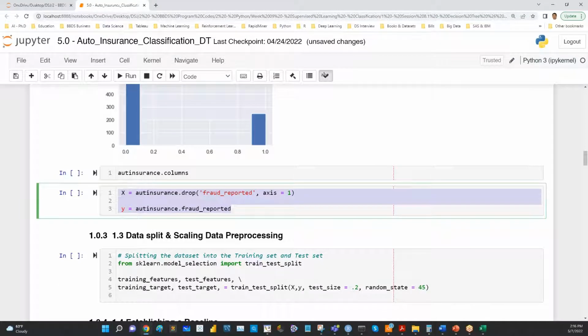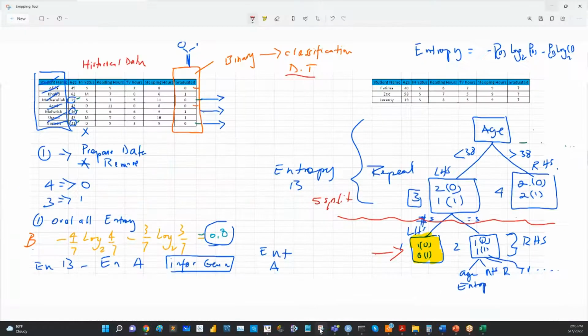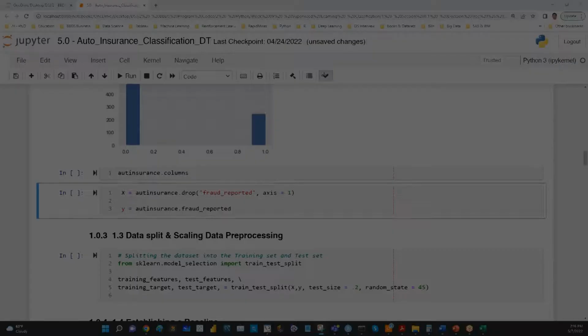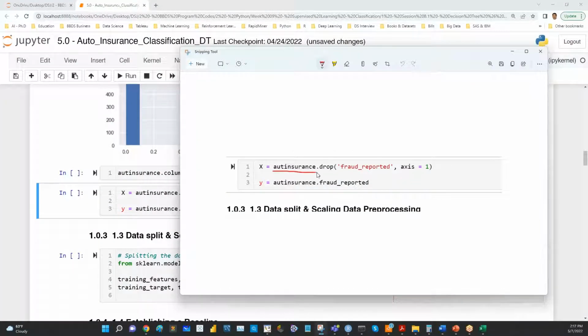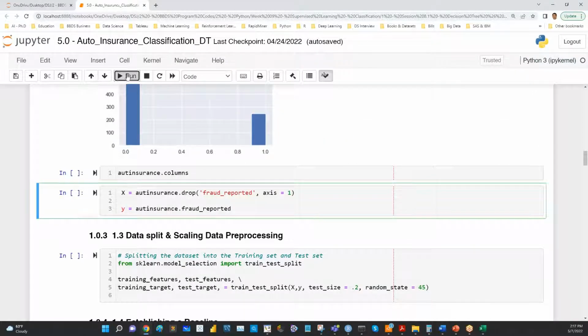Okay, the first step is to identify the machine learning algorithm that you are going to use, the X and Y. So what is X? X is all features except the target variable. All features except the target variable. Y is the target variable. So we need to identify X and Y.